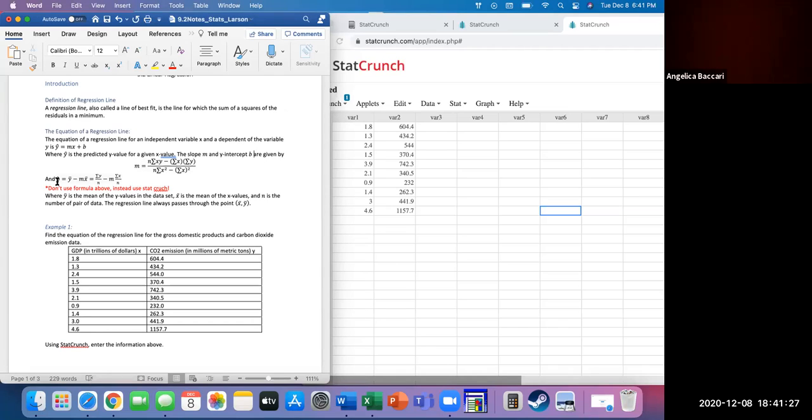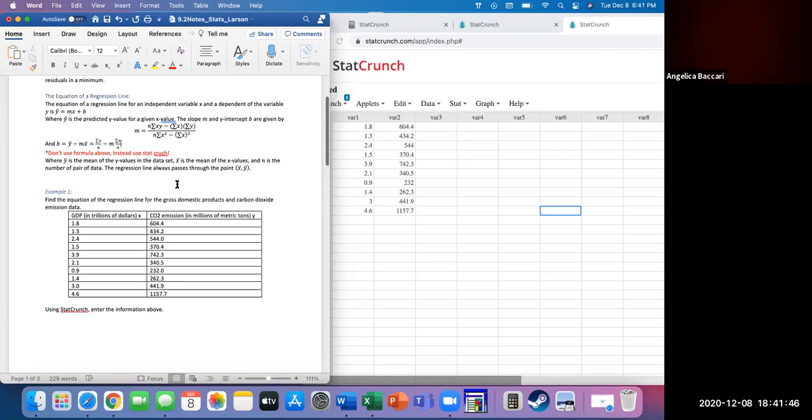So our equation is always here, but we use this formula right above. But in statistics, we like to write the b before the mx. And the reason I say don't worry about this long formula here is because we're going to be using StatCrunch. So let's go ahead and do an example.